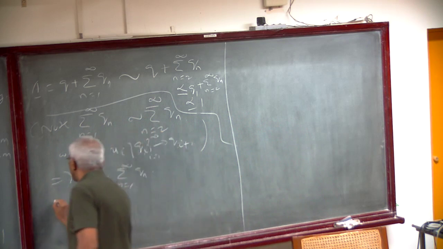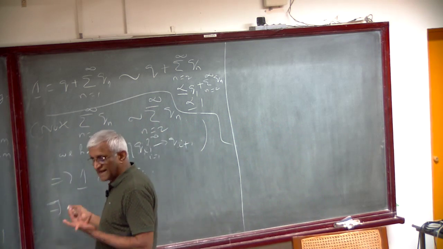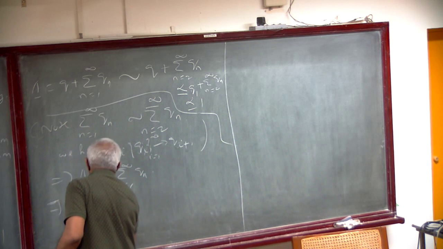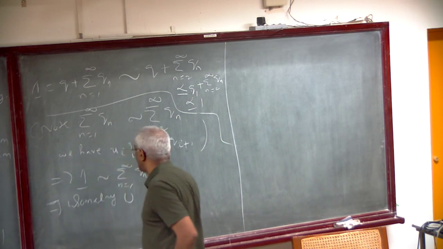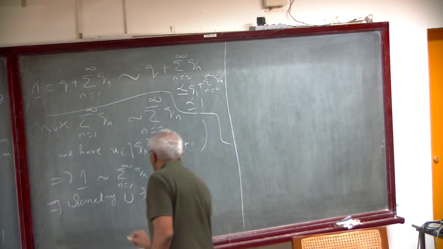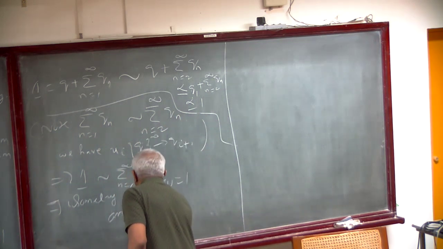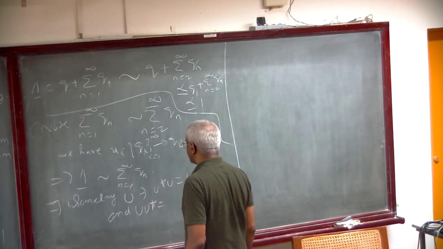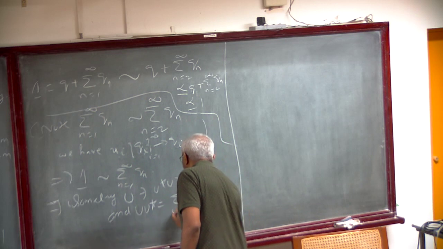So there exists a partial isometry. Here it is an isometry because it's 1. Let me use capital U for the isometry, such that U star U equals 1 and U U star equals the summation of Qn.